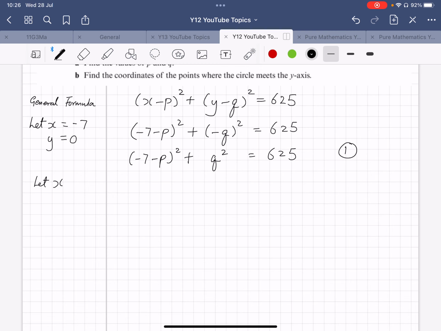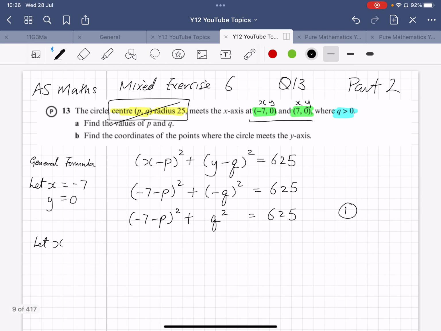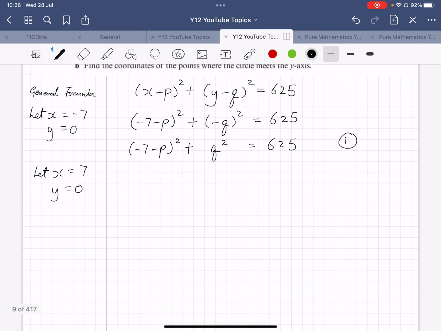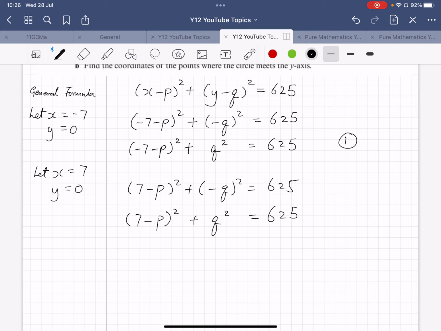So if I use the second point, which is 7, 0, let x be 7 and y be 0. Do the same thing, substitute the x and y value in. That would give me 7 minus p all squared plus, same again, minus q all squared equals 625. Let's tidy this up. I'm going to keep it as that. It's q squared equals 625. This is my equation 2.